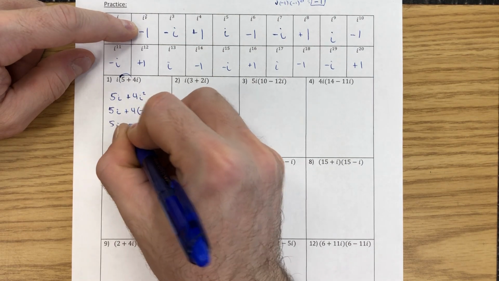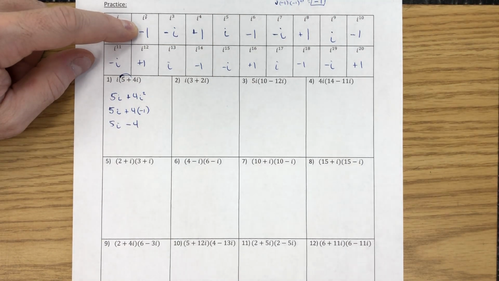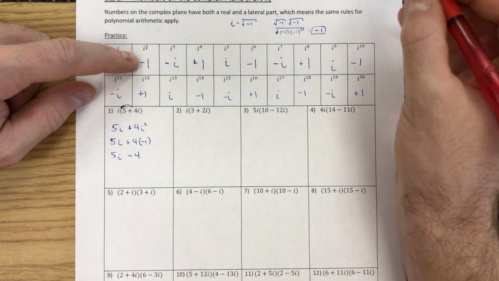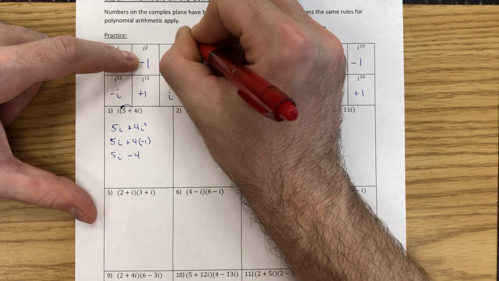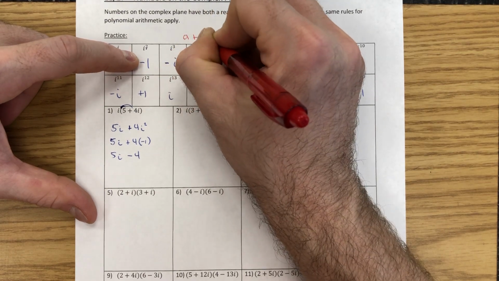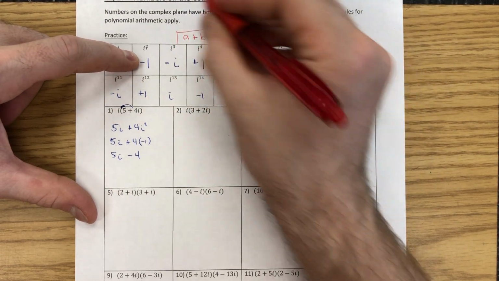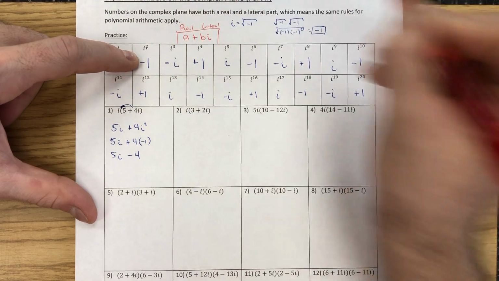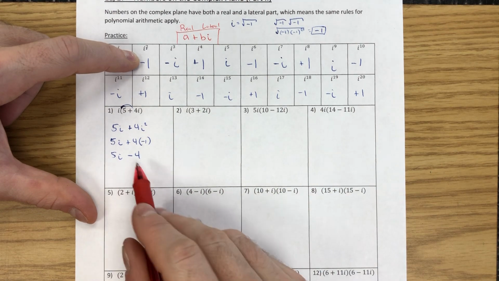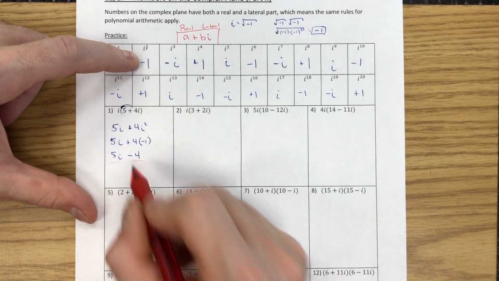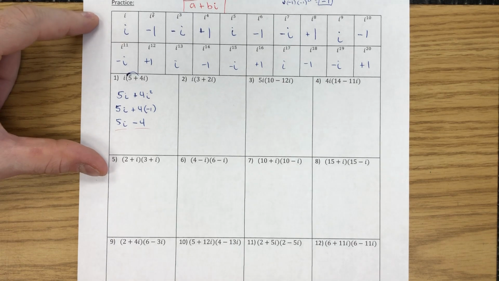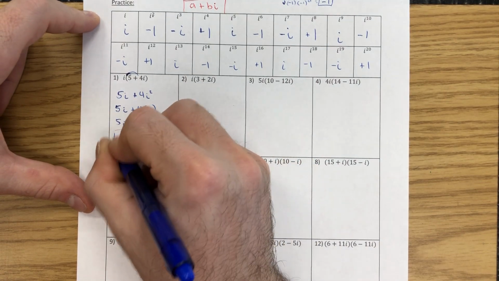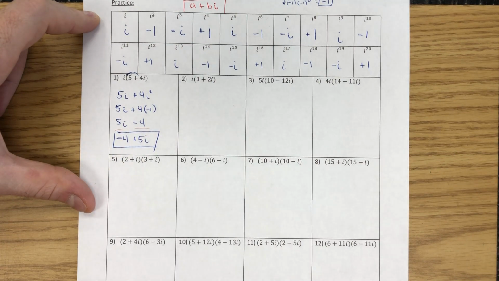So it's actually 5i plus 4 times -1. So 5i minus 4. And then the last thing that we need to pay attention to is that complex numbers are always listed in what we call a plus bi format. We always list the real part first and then the imaginary. So I'm going to say, okay, my real one is -4. My imaginary one is 5. So I'm going to say -4 plus 5i. There we go.